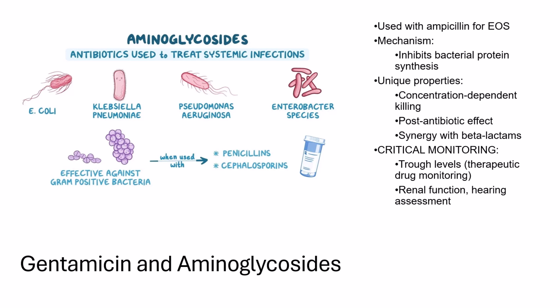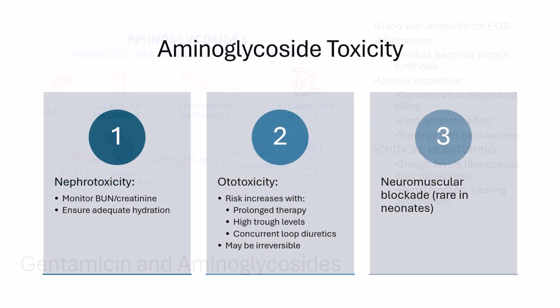Gentamicin is almost always paired with ampicillin for early-onset sepsis to provide synergistic coverage. The exam frequently tests on this combination and on the monitoring required for gentamicin. Speaking of monitoring, therapeutic drug monitoring is essential. You'll need to check trough levels to prevent toxicity. The target trough is usually less than 2.